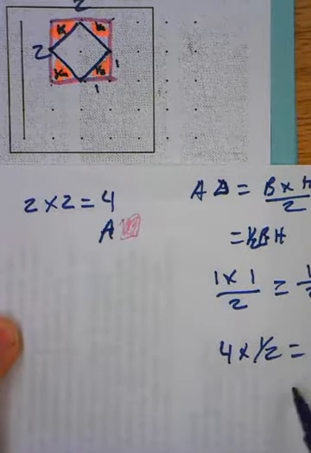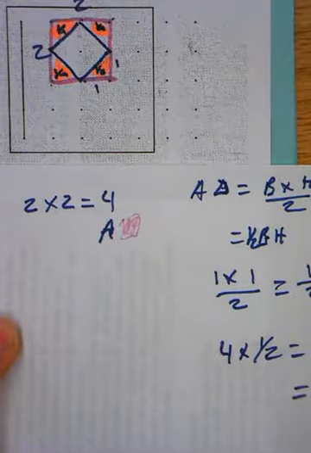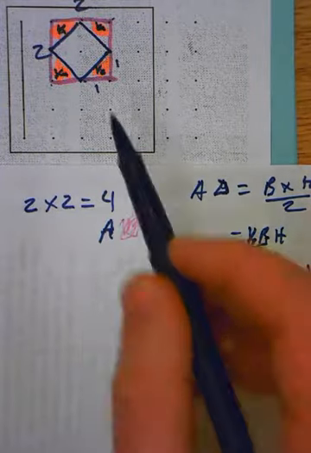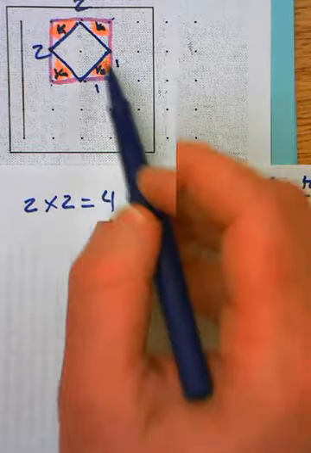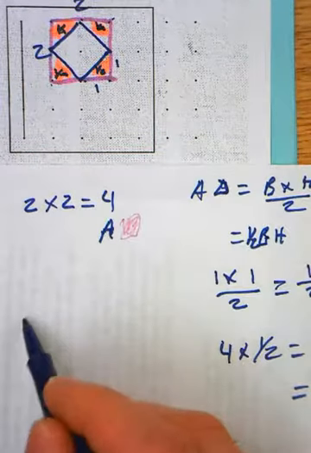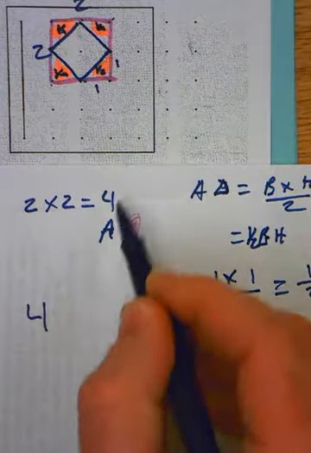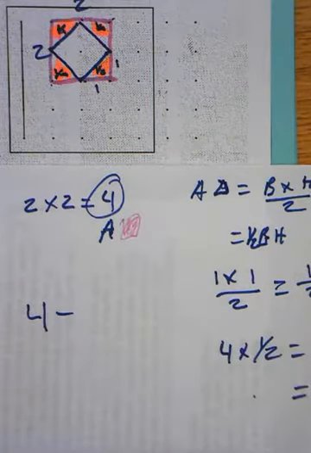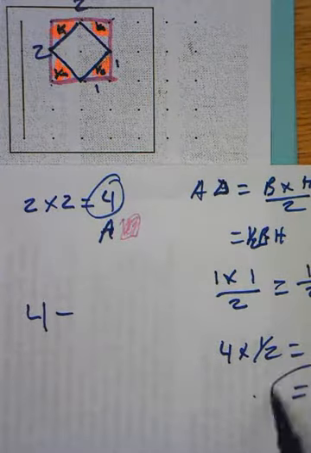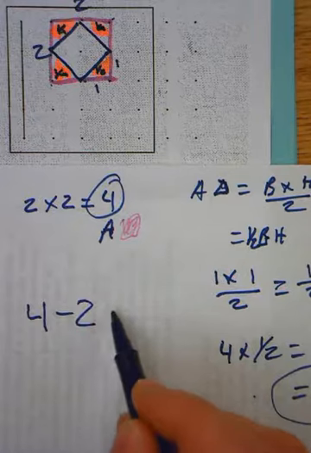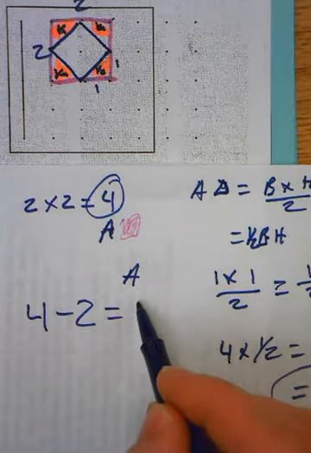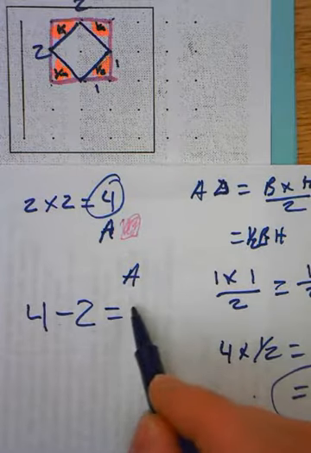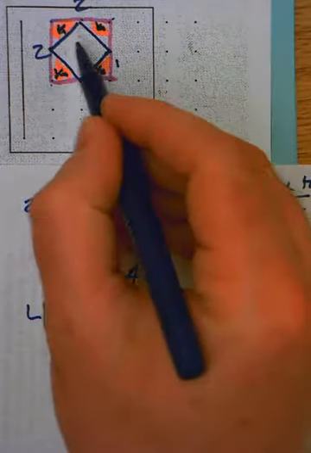We have the area of the larger square. Take the area of the larger square, 4, and we subtract the area of the triangles on the inside, 2, and that will give us the area of the tilted square. 4 minus 2 is 2. So this is 2. To find the side length, it's very simple. Once you know area, the side length is the square root of 2.